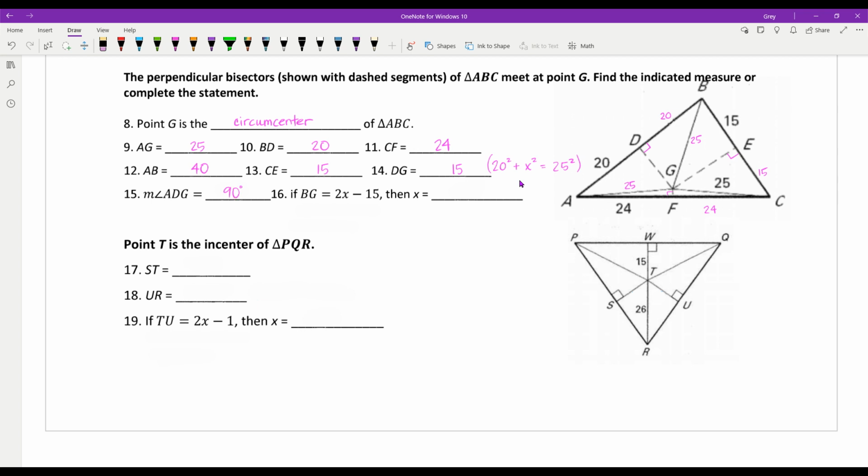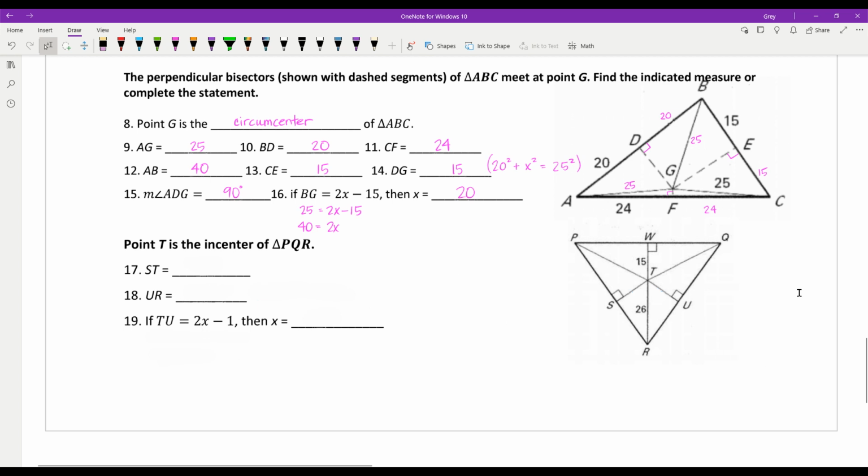The measure of angle ADG. ADG is a right angle, so we know it's 90 degrees. BG, where is BG? BG is 25, so 25 has to equal 2x minus 15. Add 15, and so x is going to equal 20, because 40 divided by 2 is not 10, it's 20.